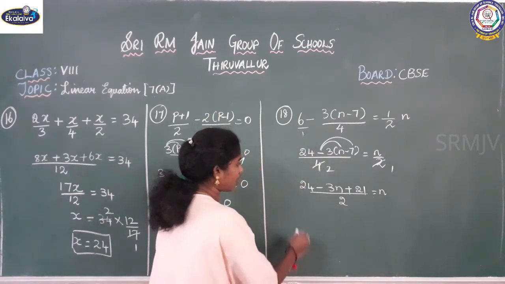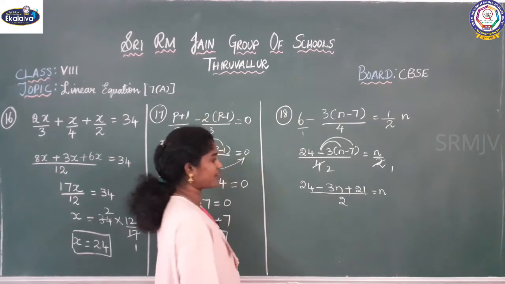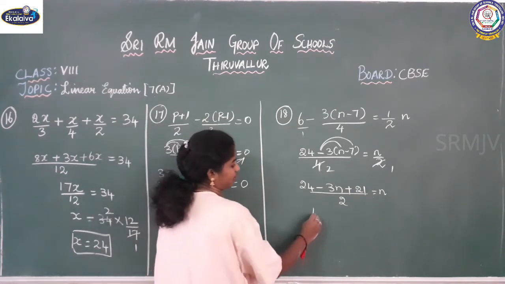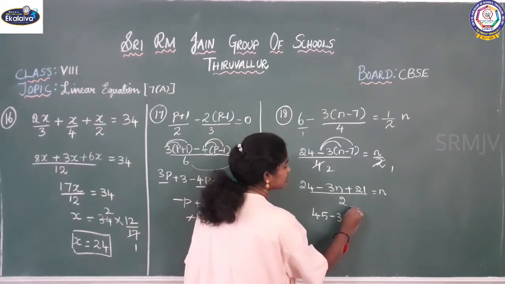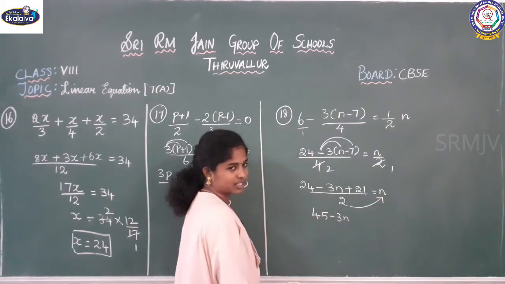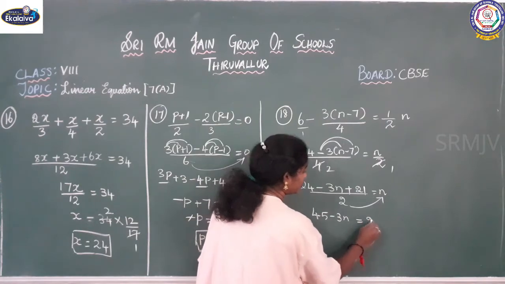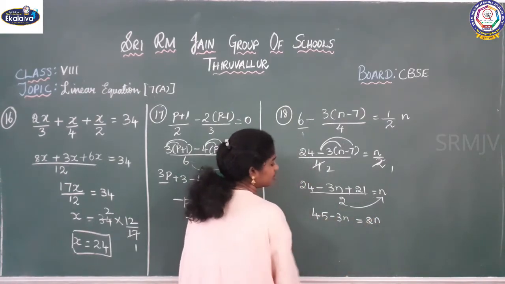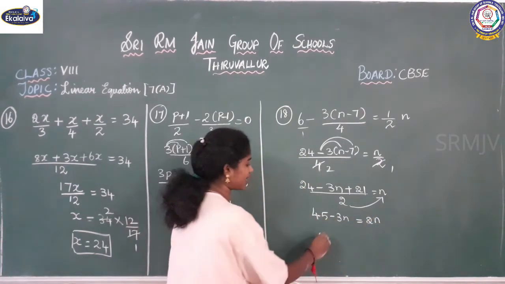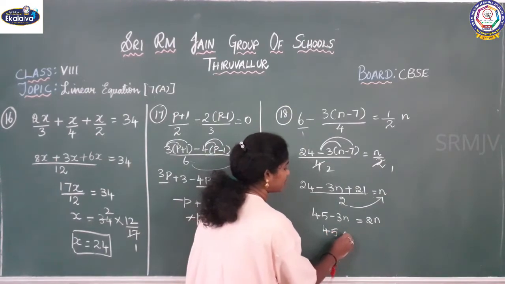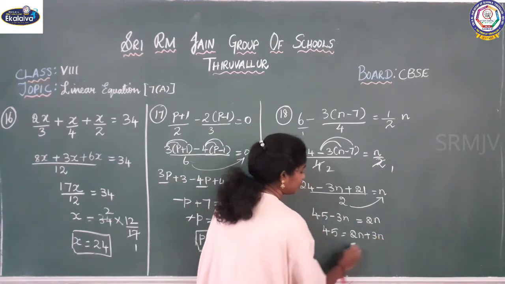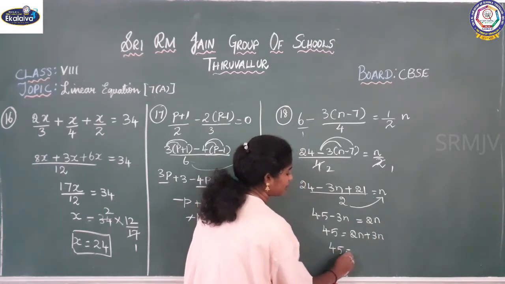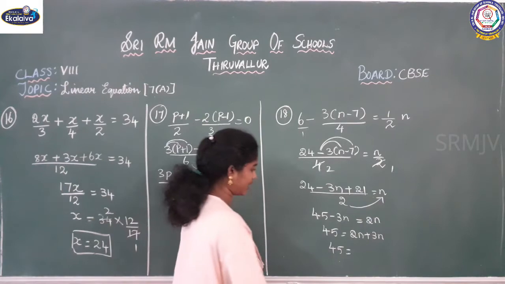Okay. So now 24 plus 21, what I will get? 45. 45 minus 3n. This division 2 becomes multiplications 2. So is equal to 2n. I am taking this 3n that side means what I will get? 45 is equal to 2n plus 3n. 45, 3n plus 2n, what I will get? 5n.